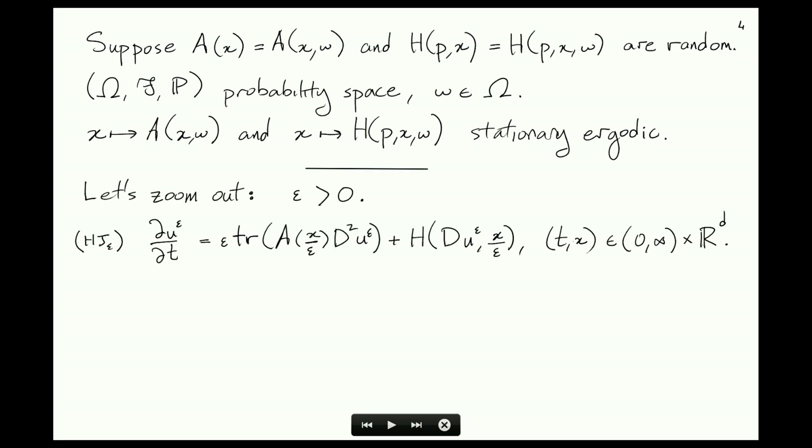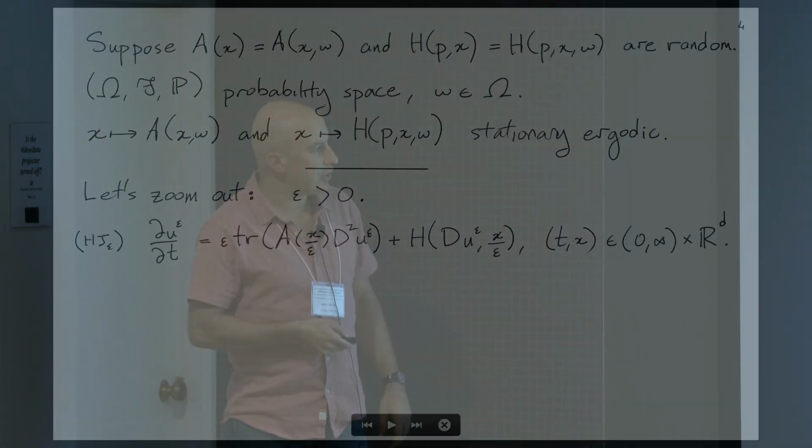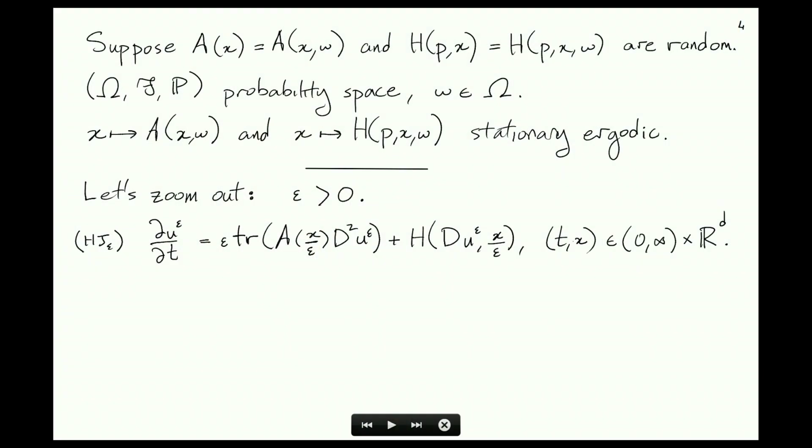And we will scale space in this fashion. Wherever you had x before, you will put x over epsilon. I will explain a little bit why I also want to put an epsilon in front of the second order term here. And we want to send epsilon to 0 and ask what happens.